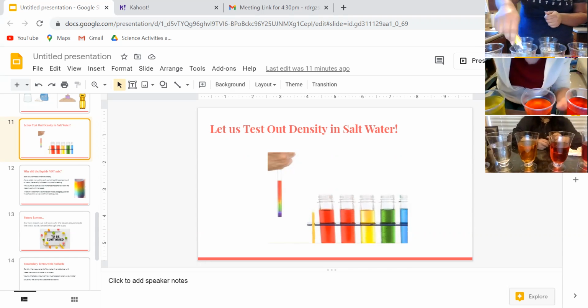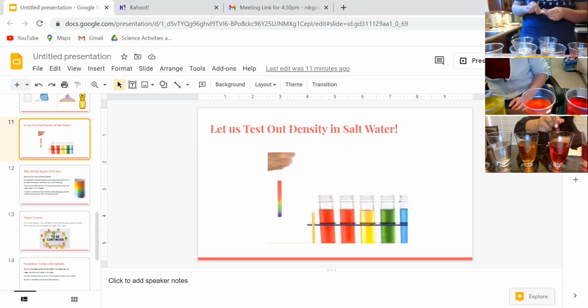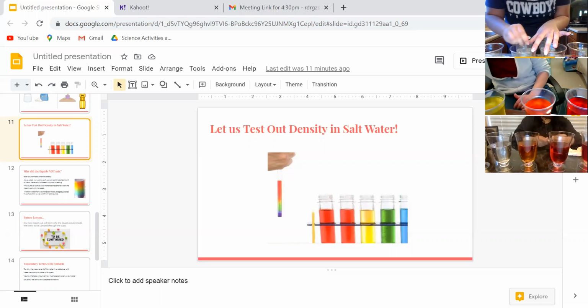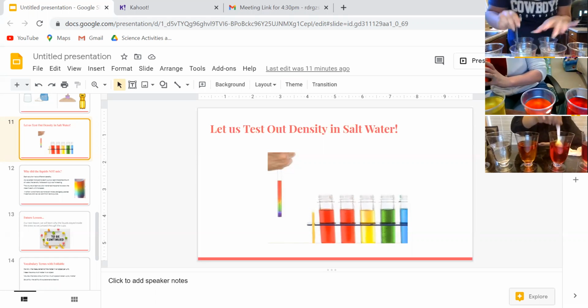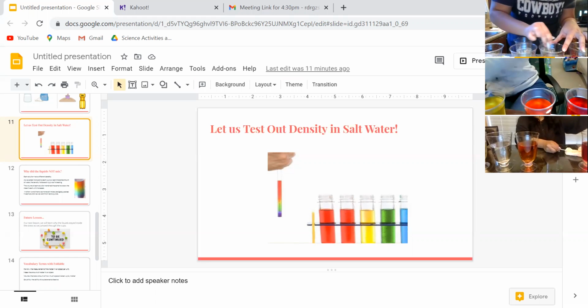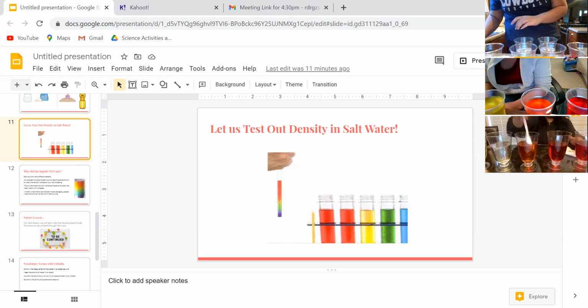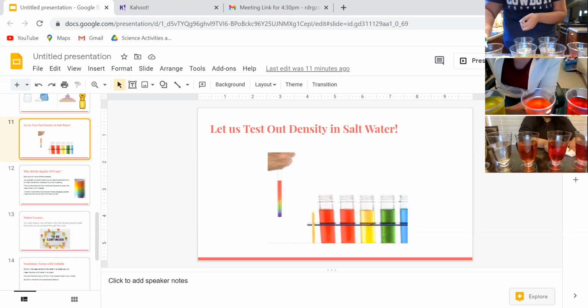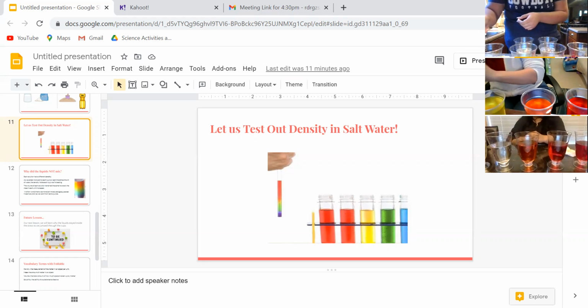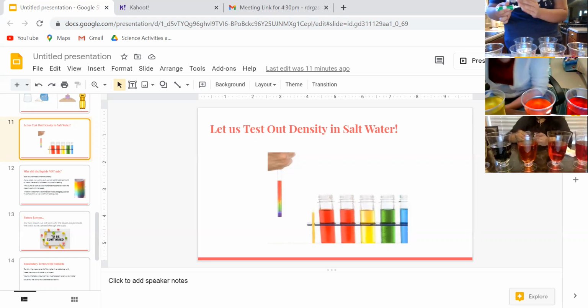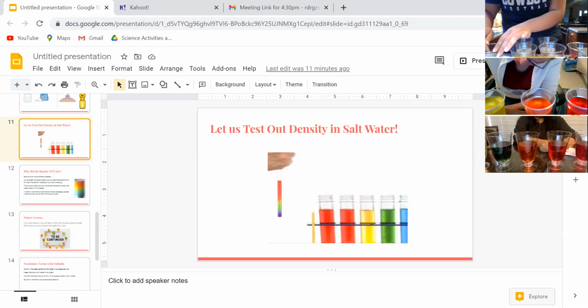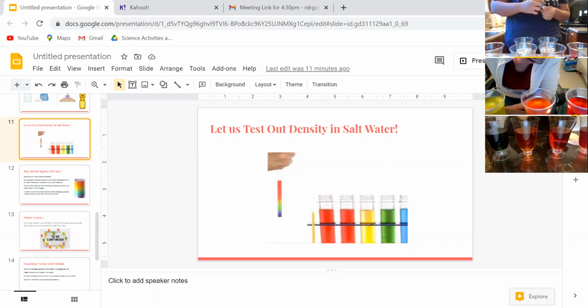I feel like a little mini tornado in my cup. And then number 4, the cup color should be green. Fifth cup, we're going to add blue.